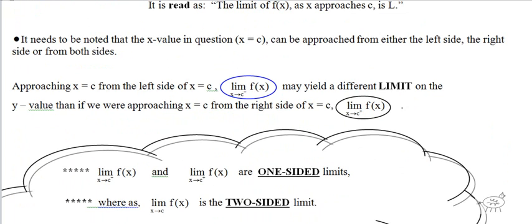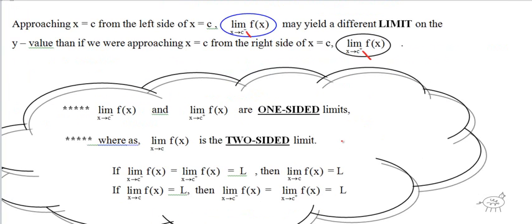Approaching x equals c from the left side gives you this little negative here. I'm just going to point that out. That little negative right there is approaching from the left side. Think of a number line. The left side of a number line is negative, right? And that may yield a different limit on the y value than if we approach x equals c from the right side. And notice this little plus here. That means the right side. Really important to recognize that. It's the one after it, like the exponent after it. We call that the superscript after the c. If it's before it, then it's actually the number, like -2 is -2. But if it's -2 with the little plus sign, that means it's from the positive side or from the right side.